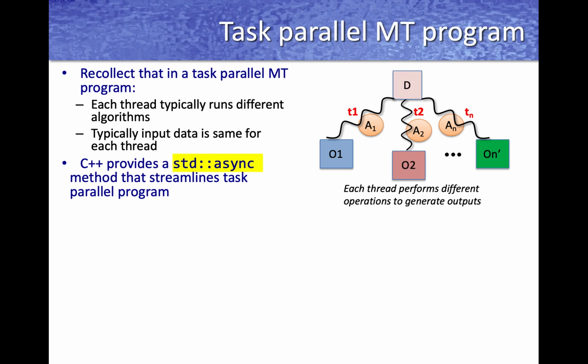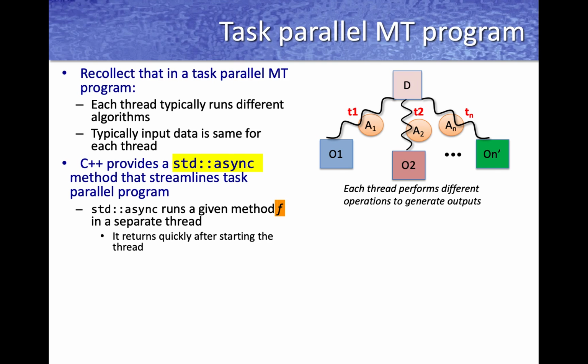Here, we are going to try and use the std::async API method that streamlines the task of running these programs and getting results from these algorithms. So given some method f, the std::async method call runs that method f for us from a separate thread. Keep in mind, std::async will return quickly after starting the thread.